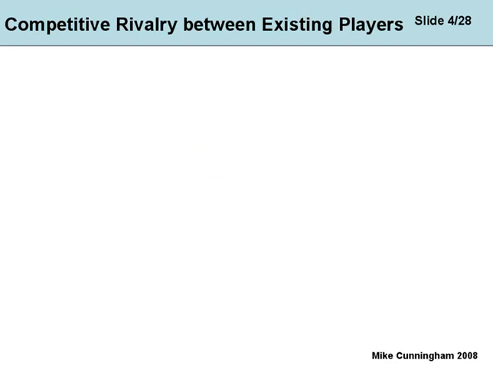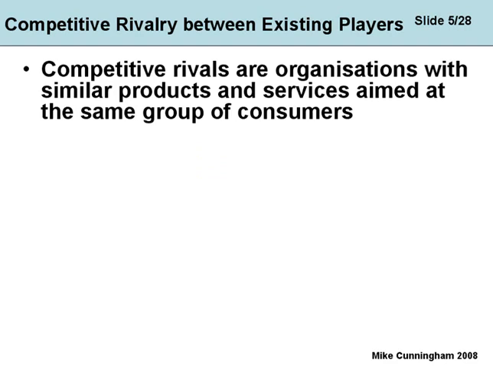I say players. Players means companies, existing companies, or existing participants in the market. And we start with the idea that competitive rivals are organizations with similar products and services aimed at the same group of consumers. It's a pretty good definition, really, of what happens in economics.